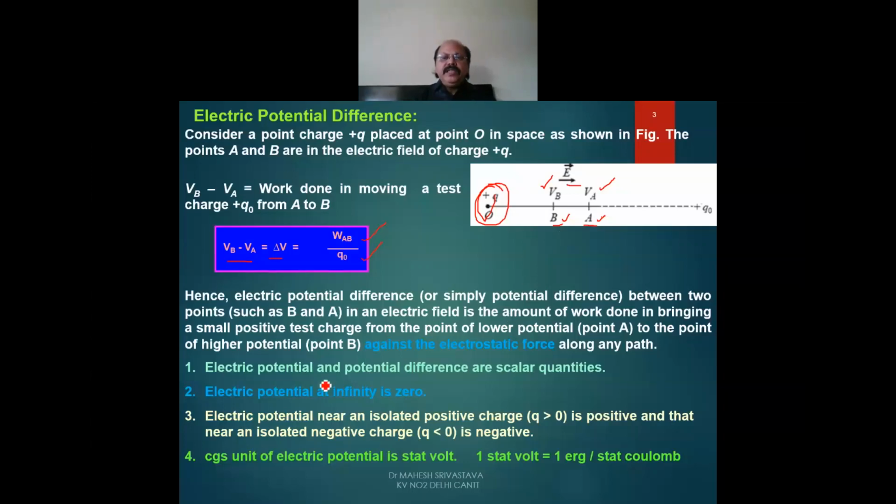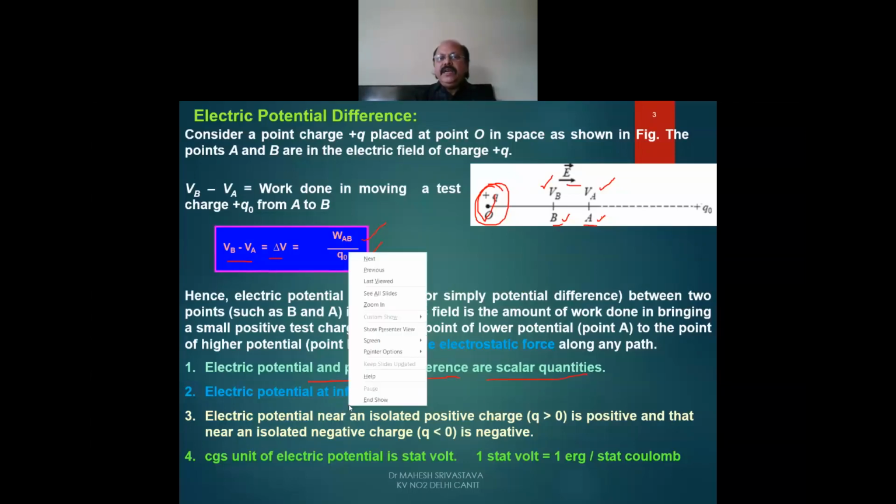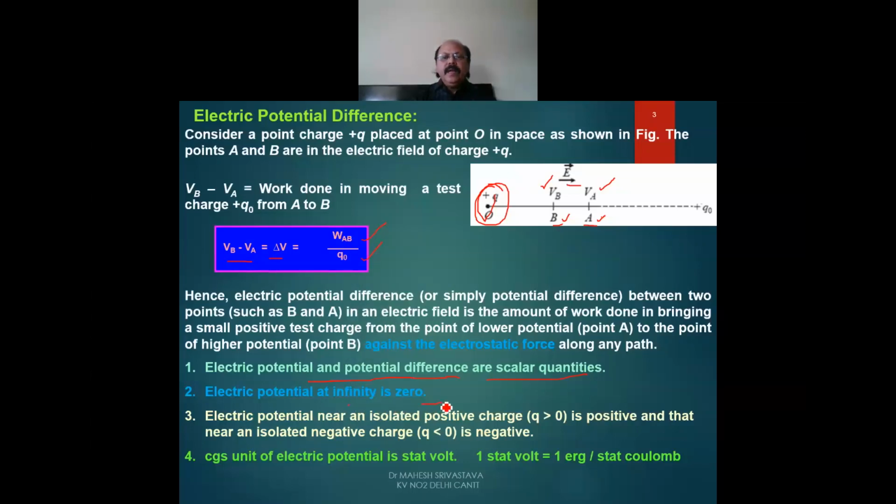Now electric potential and potential difference, they are scalar quantities. Electric potential at infinity is 0, and if charge Q is greater than 0, that is charge is positive, at that time electric potential is also positive. If we say that charge Q is less than 0, then it means the charge Q is negative, then electric potential is also negative.